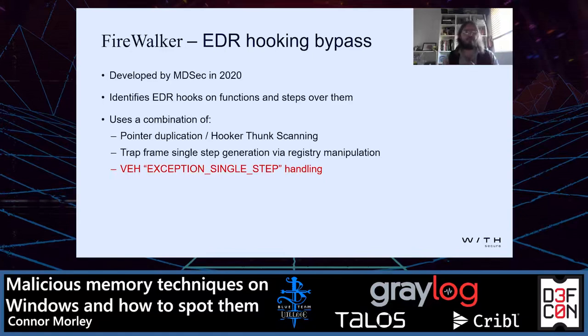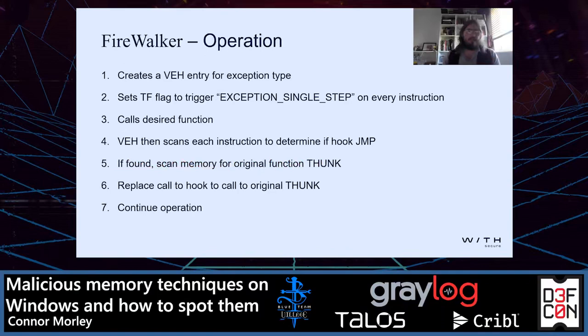The second part about trap frame single step, effectively they manipulate one of the registries to trigger a single step exception, which is what triggers their VEH or malicious VEH into working, which is the bottom example of VEH exception single step handling. And that's where we're going to look. So operation is, it creates a VEH entry for the exception type single step, sets the TF flag in the registry in order to make the exception single step exception be caused on each individual execution that's done.